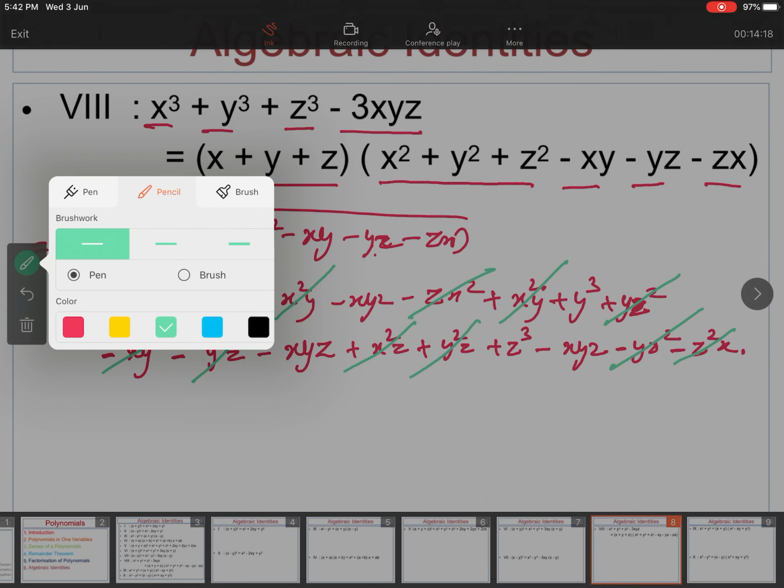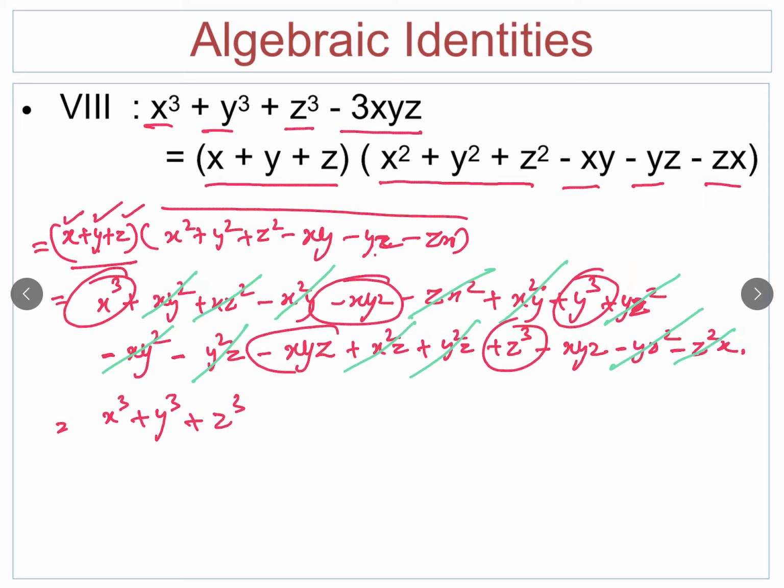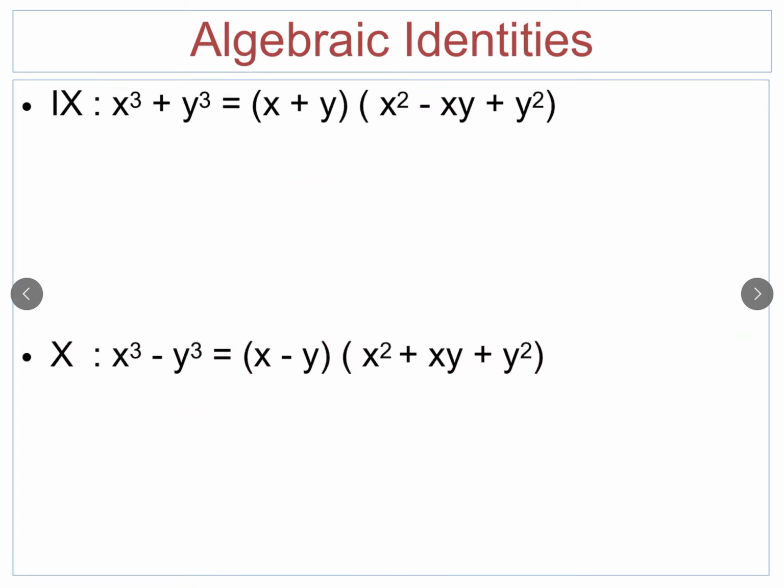So now we remain with only three cube terms which are x cube, then we have y cube, and then we have plus z cube. And in the end we have minus xyz, minus xyz and minus xyz, so we'll have minus 3xyz, which is the identity number 8. Moving to the next one.